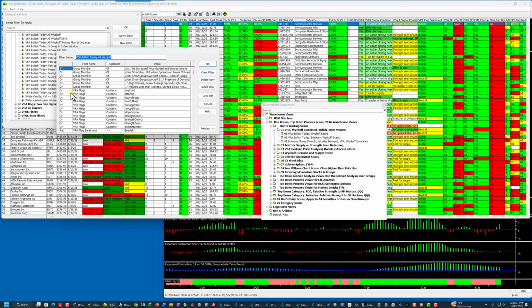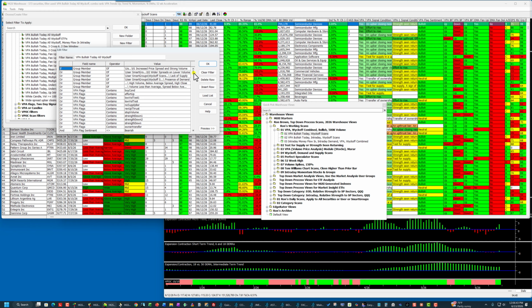And then down here, the VPA flags, these are bullish VPA flags that I put in, and if any of these conditions are met along with one of the Wyckoff group's results, then the stocks are going to appear in this view.